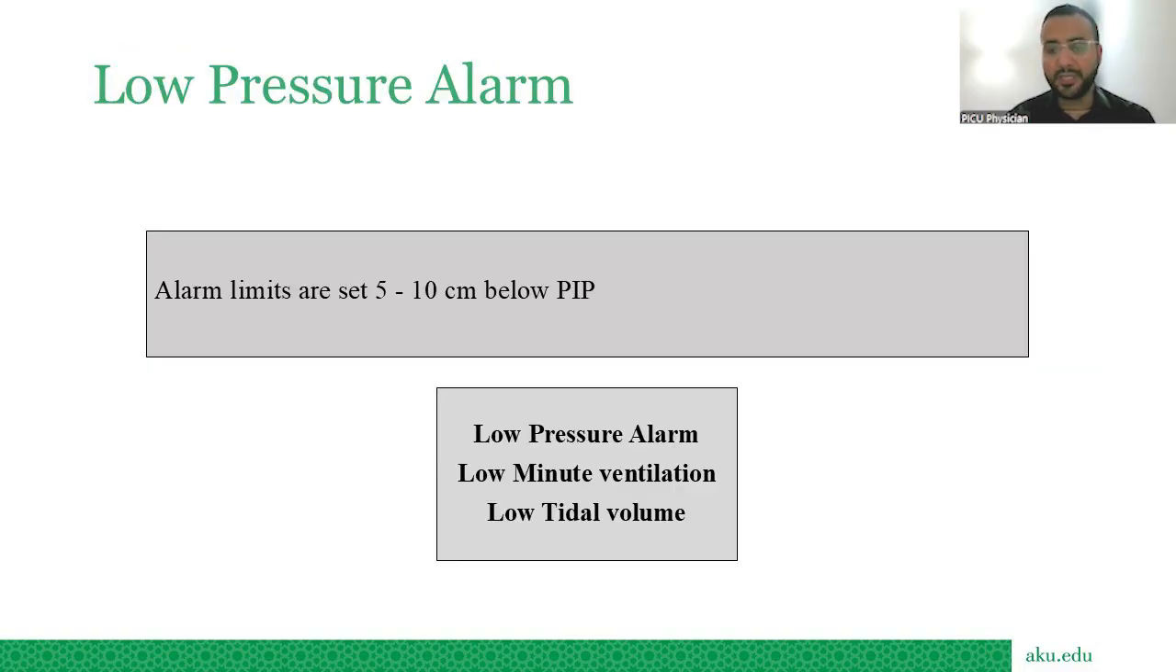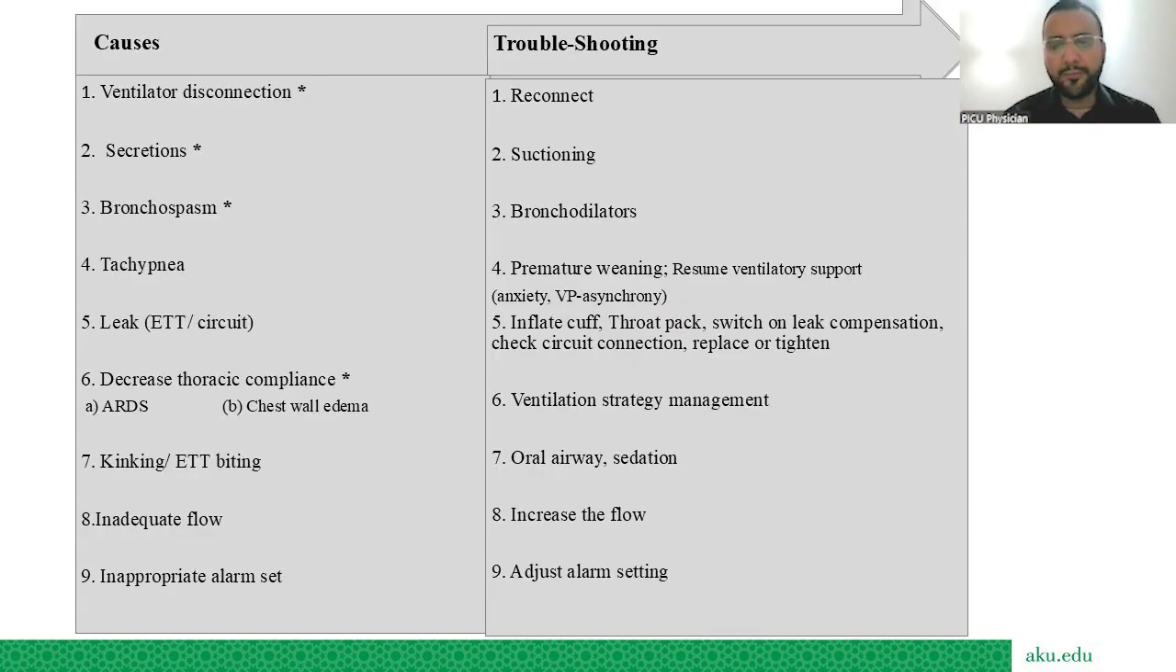So these were the high pressure problems. Okay, coming to the low pressure alarm. The causes for low pressure alarm can be ventilator disconnection or secretions. If there is disconnection, you have to reconnect the circuit. In cases of secretions, you have to do suctioning. In case of bronchospasm, you have to give bronchodilators IV or through the puff, either through nebulizers or through the inhalers.